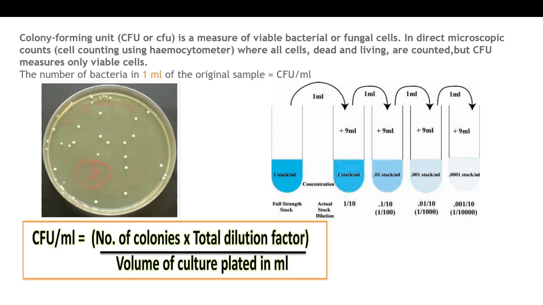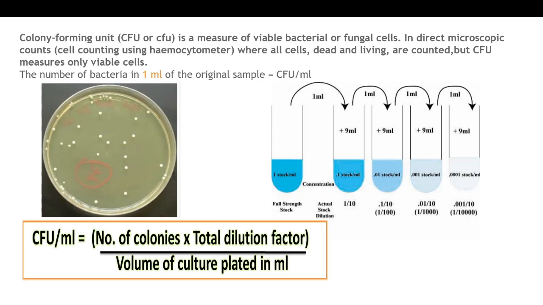The main idea behind this is that we need to count the colony forming unit per ml in the stock solution. So what is colony forming unit? It is a measure of viable bacterial or fungal cells. It may be that in your stock solution some cells are living, whereas some cells have died. The living cells are the viable cells, and the colony forming unit is a measure of those viable cells in your stock solution of bacterial cells or fungal cells.